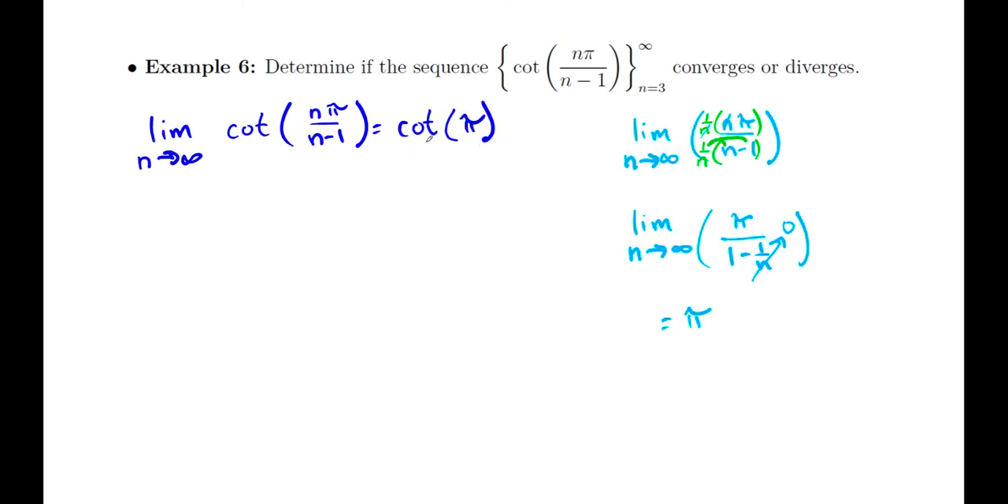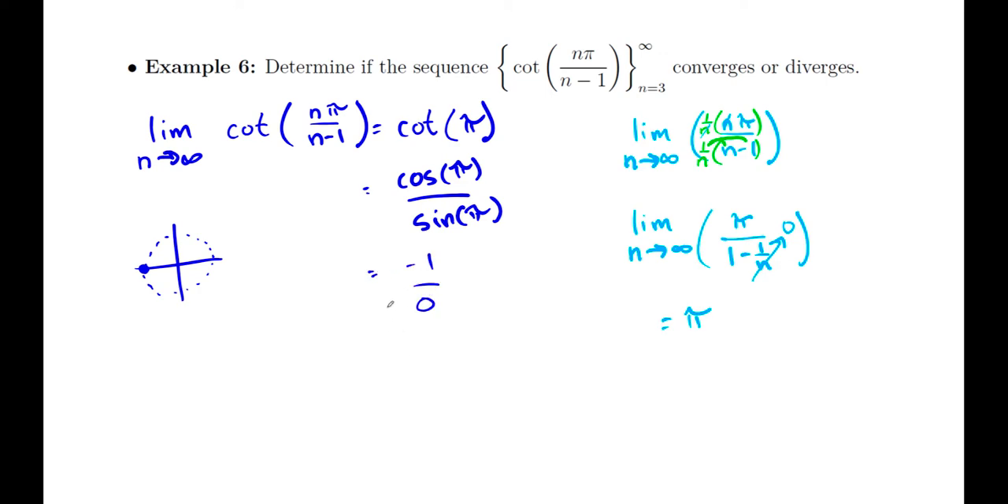But what is the cotangent of pi, right? It's the cosine of pi over the sine of pi. But where is pi on the unit circle, right? It's way over here, right? And we remember from our trig that the sine function is the y value on the unit circle. So that means, what do we have? We've got negative 1 over 0, right? And I don't even like writing that down. It's terrible to look at, right? So we know that this is undefined. So, of course, that means what we have here is a divergent sequence.